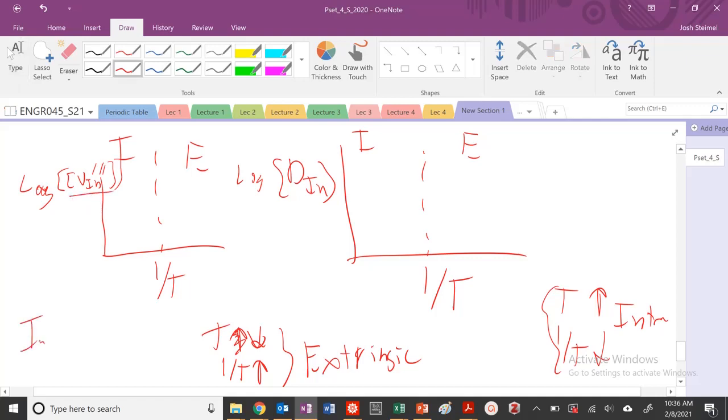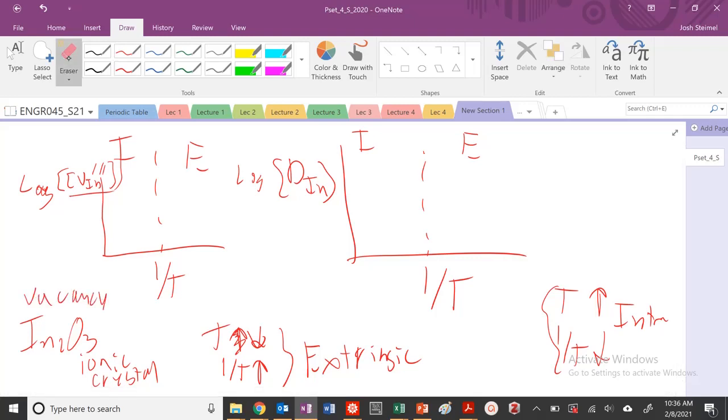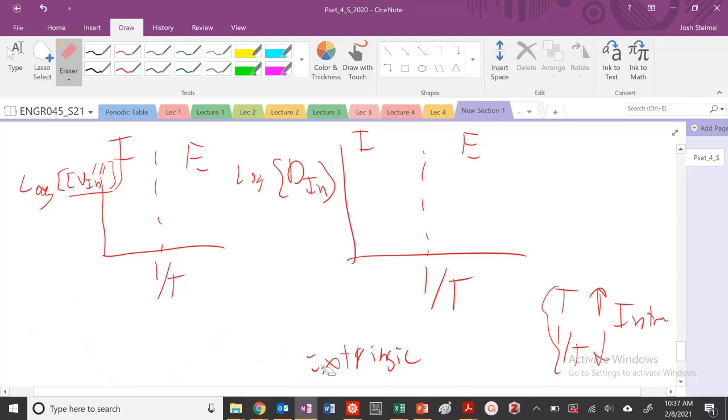And again, In2O3, this material is an ionic crystal. So what type of diffusion mechanism dominates in ionically bonded crystals? It is the vacancy mechanism. So that is the key idea. How do materials diffuse? Via the vacancy mechanism. So we're going to have to write these concentrations and figure out where these materials exist and what the slopes are.